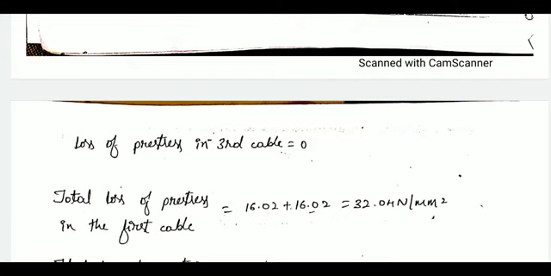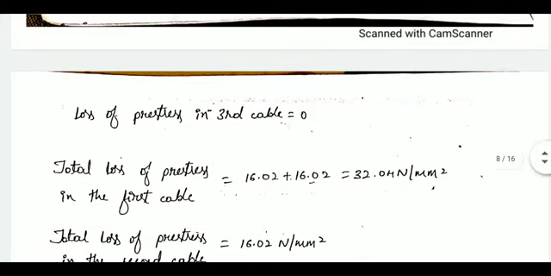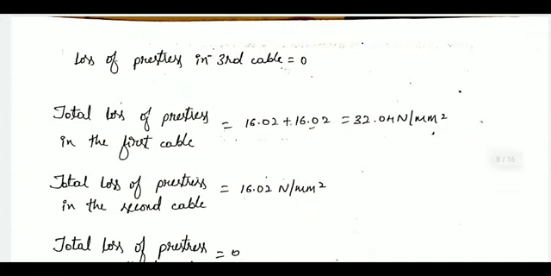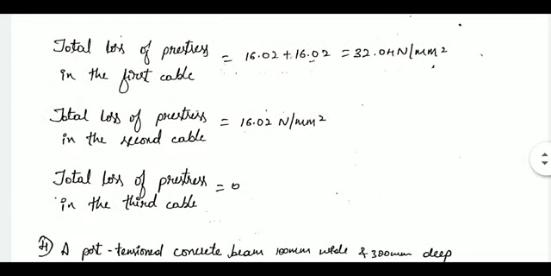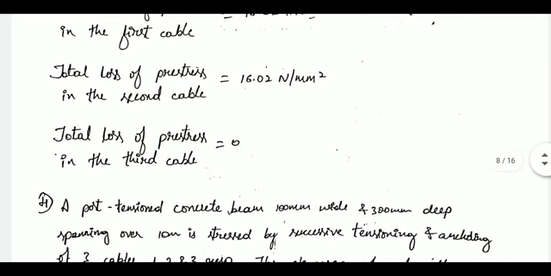So total loss in the first cable: some amount of loss while stretching the second cable and some amount while stretching the third cable. So 2 times there is a loss of prestress, so we have considered 2 times here. And for the second cable there is a loss of prestress only while you are stretching the third cable, so it is once, and there is no loss for the third. So if you add these, you will get the total loss.